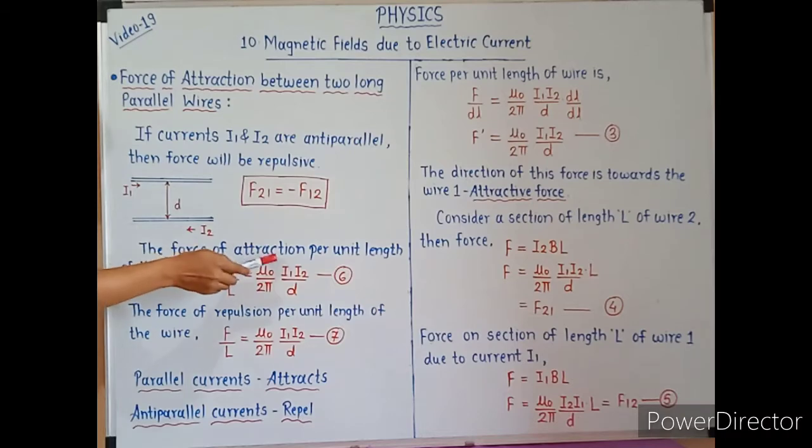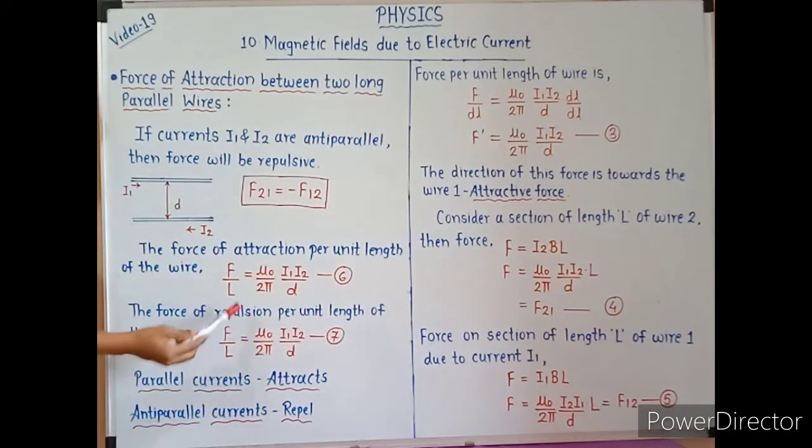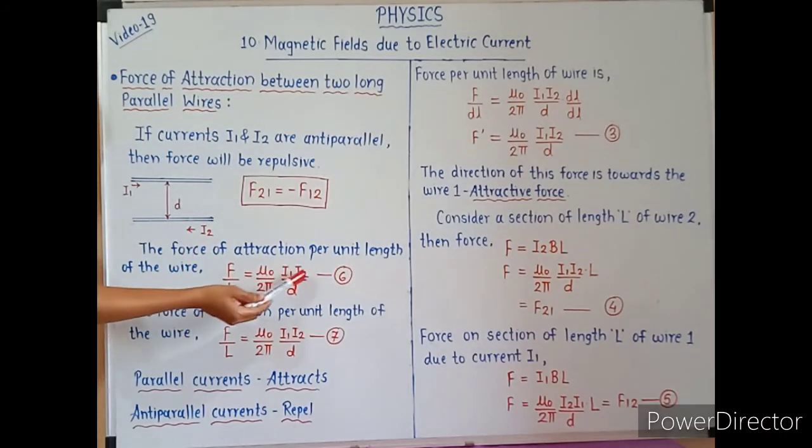The force of attraction per unit length of the wire: divide equation number 5 by L, we get F upon L is equal to mu 0 upon 2 pi I1 I2 upon D. This is the force of attraction per unit length of the wire, and this is your equation number 6.